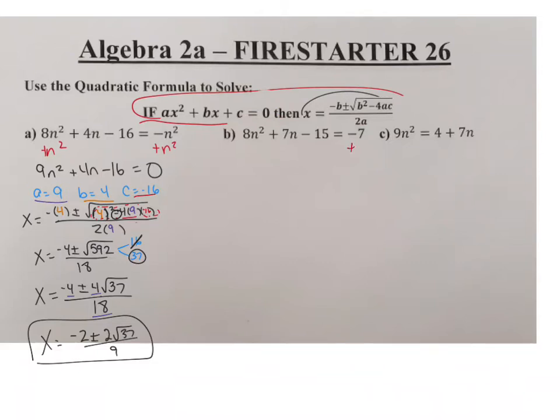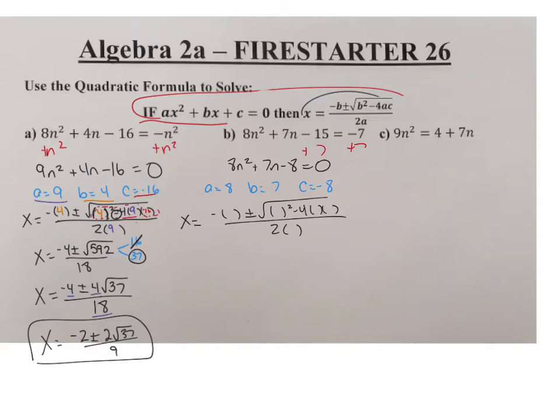Alright, B, I'm going to add 7 to both sides. So I end up with 8n squared plus 7n minus 8 equals 0. A is 8, B is 7, C is negative 8. X equals the opposite of B, plus or minus square root B squared minus 4 times A times C, all over 2A.